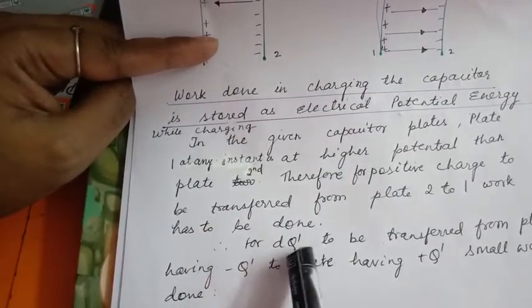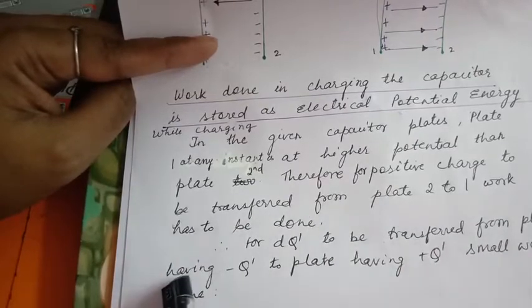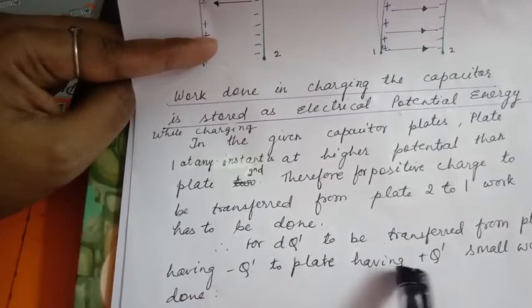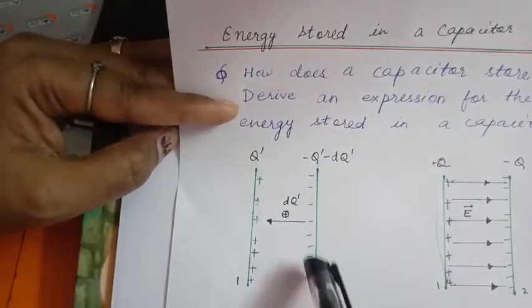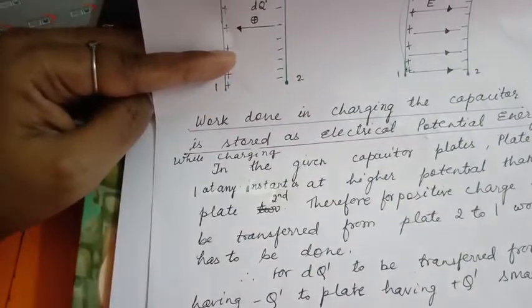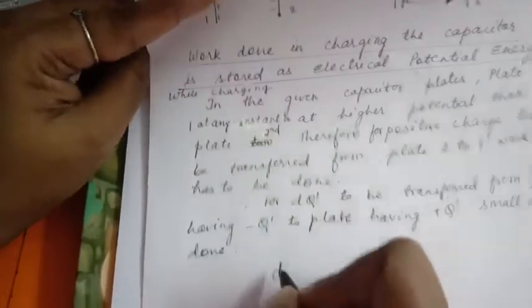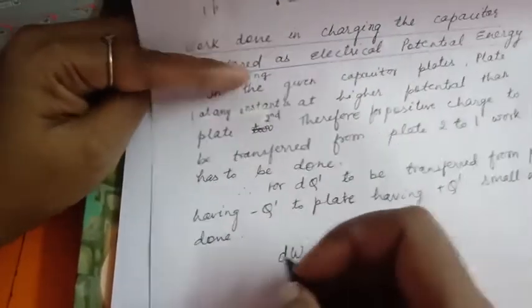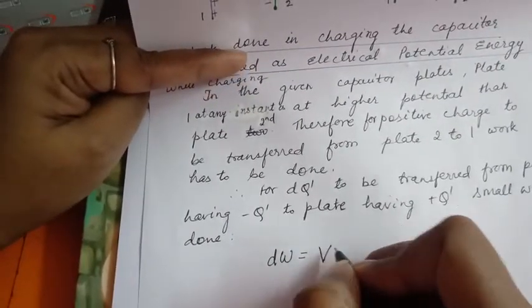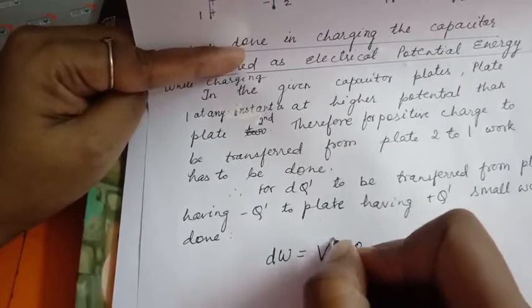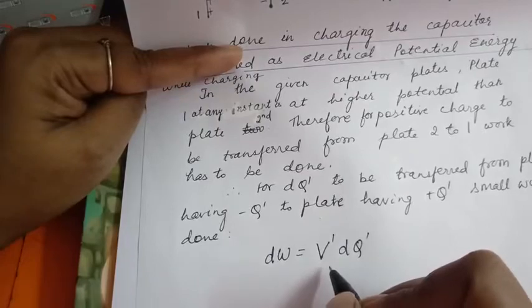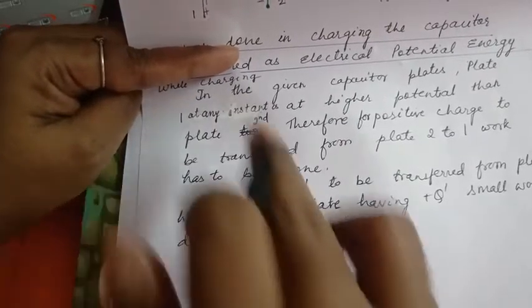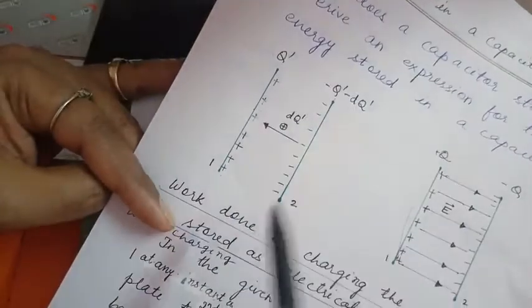So for dq dash to be transferred from the plate having minus q dash charge to the plate having plus q dash charge, a small amount of work has to be done. That work done dw will be equal to the potential into the small charge which has been transferred, by the definition of work done. I have marked V dash, which is the potential of the plate at a certain instant of time. At the time when the charge on this plate is Q dash, what is the potential? It is V dash.